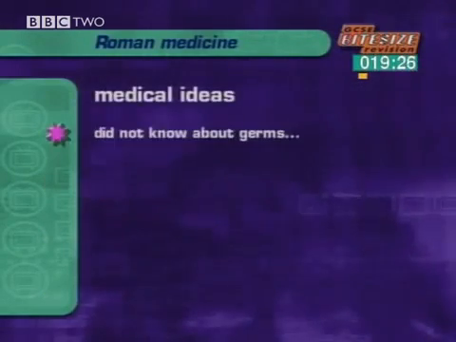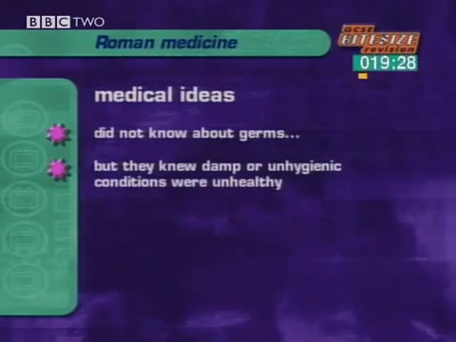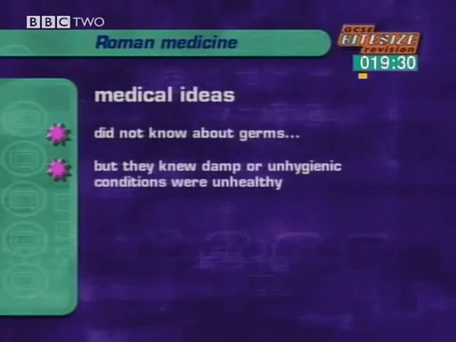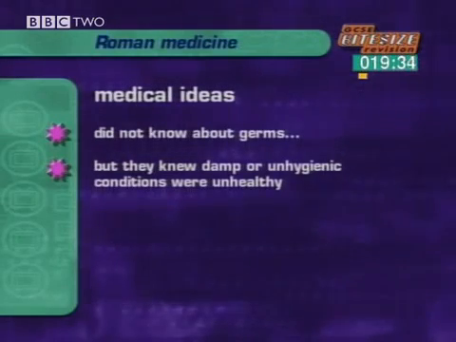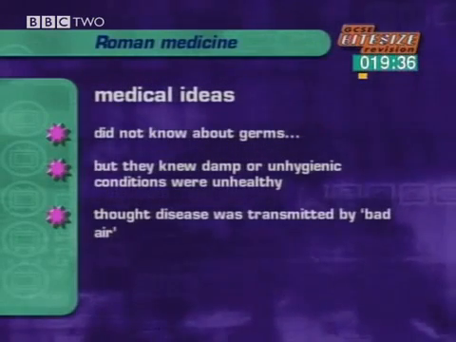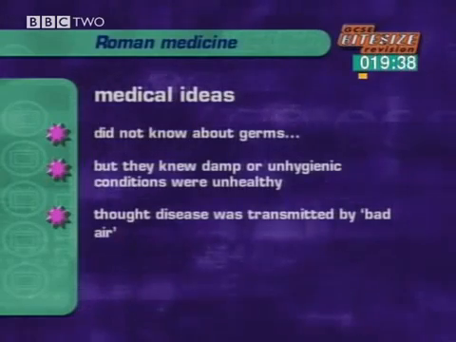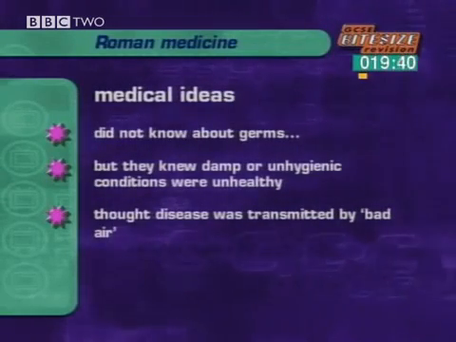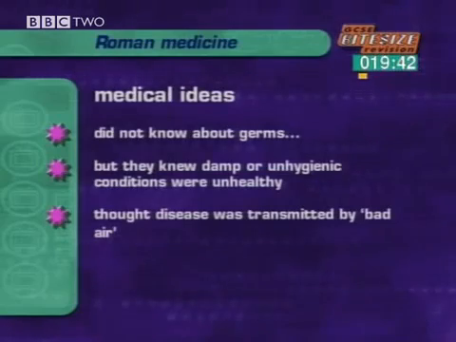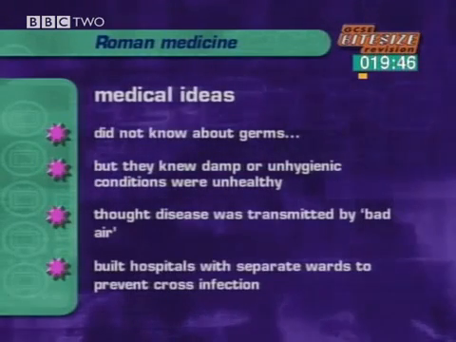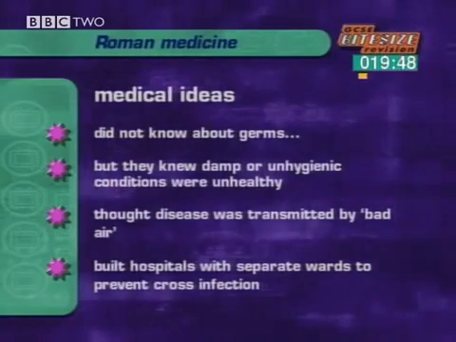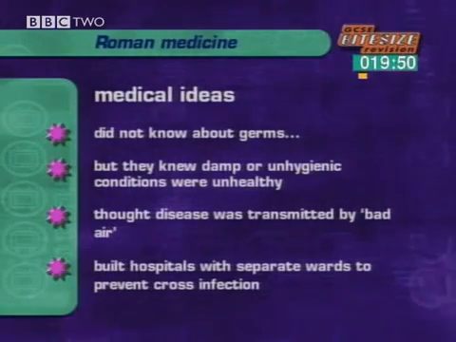The Romans didn't know about germs, but they could see that people living near stagnant water or in unhygienic conditions were unhealthy, so they avoided them. They thought disease was transmitted by bad air. This is in fact incorrect, but it was a theory which lasted until well into the 19th century and led to sensible practical solutions. The Romans built hospitals and kept patients in separate wards to prevent cross-infection.